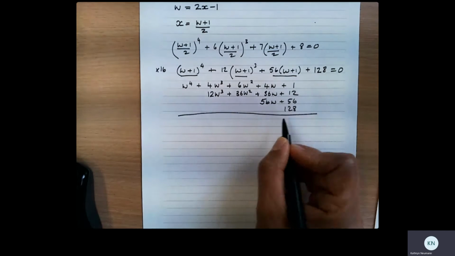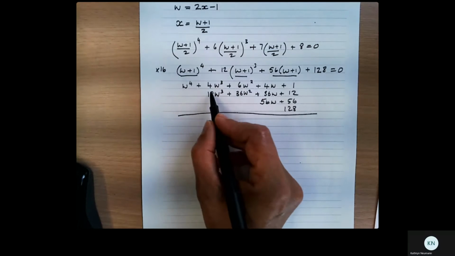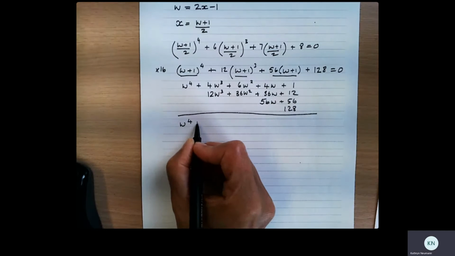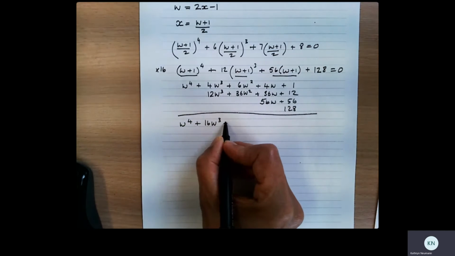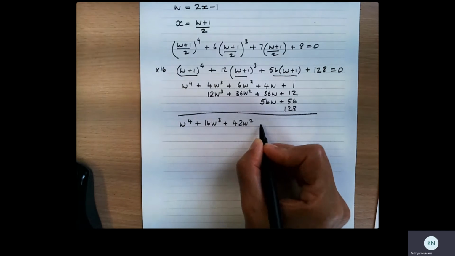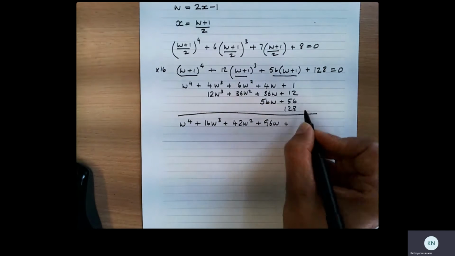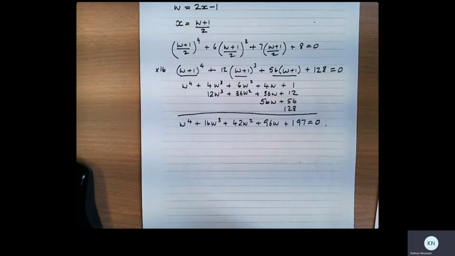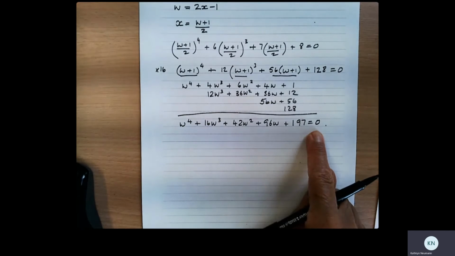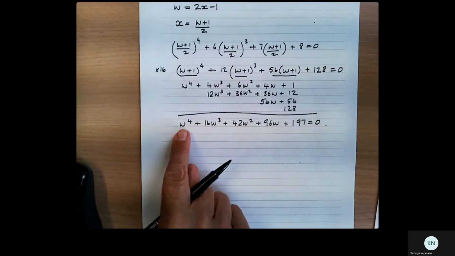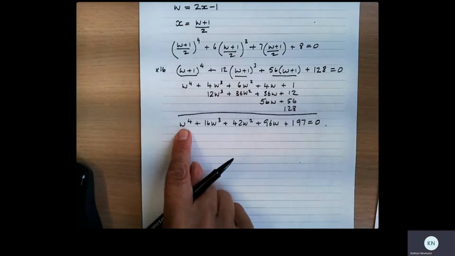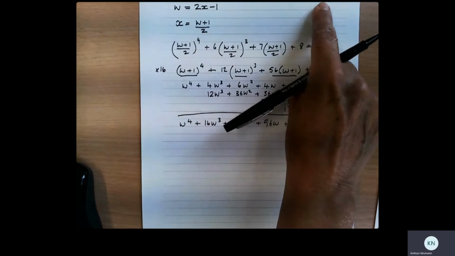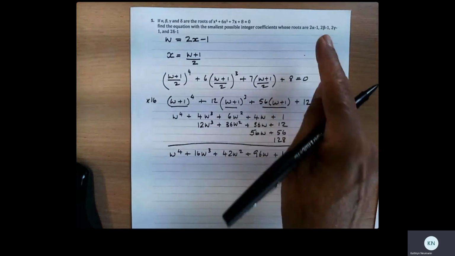Then we can add those together, and by writing it in this way, we've got like terms stacked underneath each other. So I get w to the 4th plus 16w cubed plus 42w squared plus 96w plus, this adds up to 197, and that whole thing equals 0. So this equation here, you can double check this is right, this equation here will have roots related to the original one in this way.